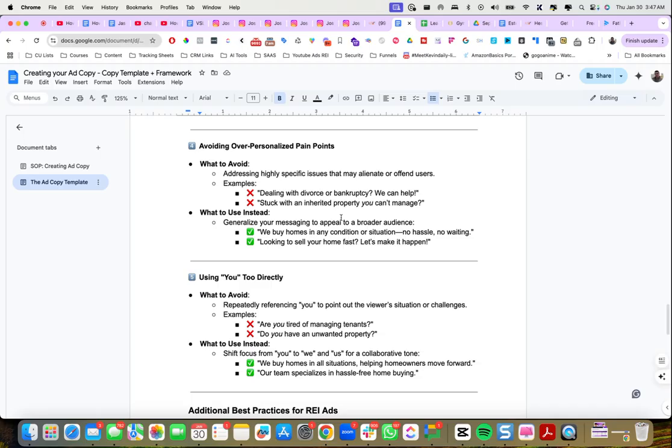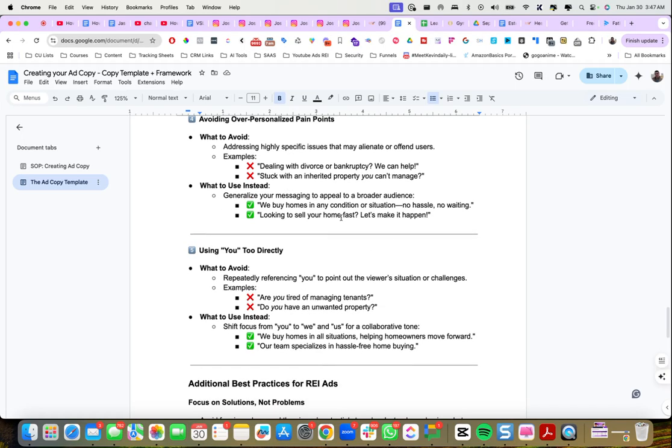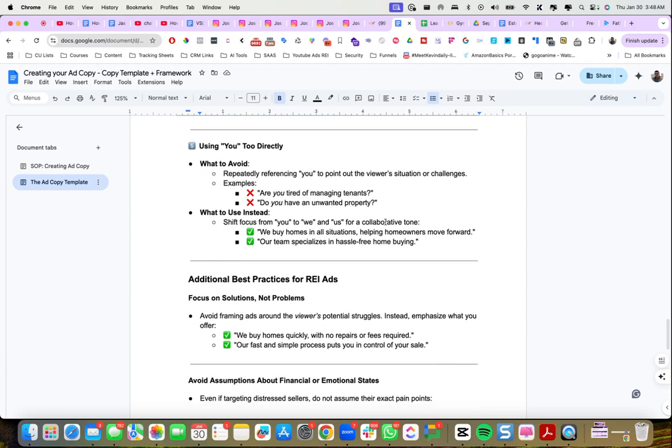Fourth, avoid over-personalized pain points, like dealing with divorce or bankruptcy, or stuck with an inherited property you can't manage. Again, avoid the "you" and the over-personalized pain points. Instead, take a broad, inclusive approach: we buy homes in any condition, whether that's divorce or bankruptcy situations. You can always say, sell your house fast, let's make it happen. We help with all kinds of issues, such as inherited properties. You can always say that. So again, know the "you."